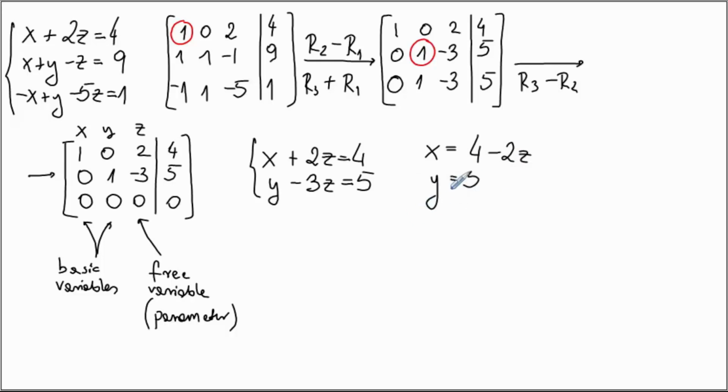Now, z is a free variable, a parameter, so z can take on any real value. And that is the solution of the system. The system has infinitely many solutions with one parameter.